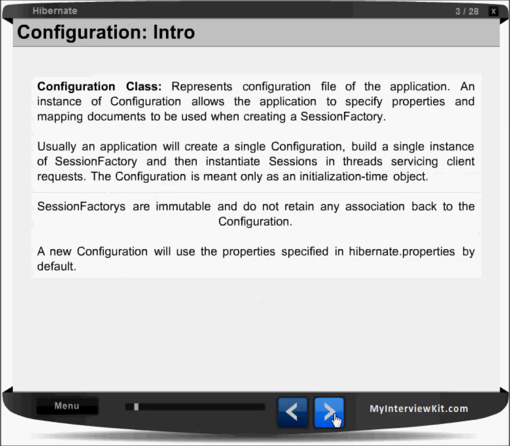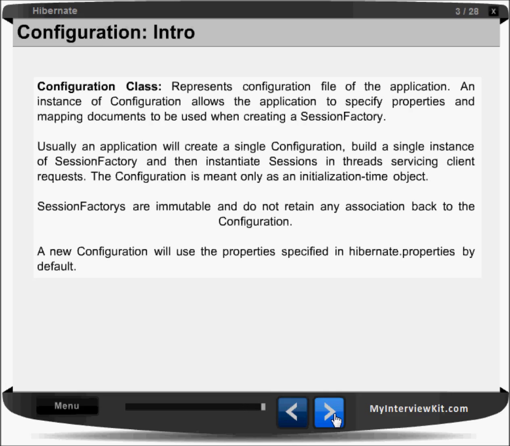Now, the Configuration class. This will help you retrieve the configuration; it represents the configuration file of the application. An instance of Configuration allows the application to specify properties and mapping documents to be used when creating a session factory. Usually an application will create a single Configuration, build a single instance of SessionFactory, and then instantiate sessions in threads servicing client requests.